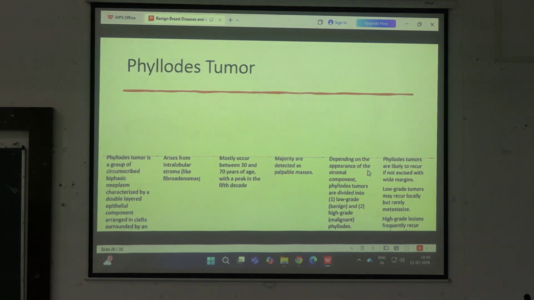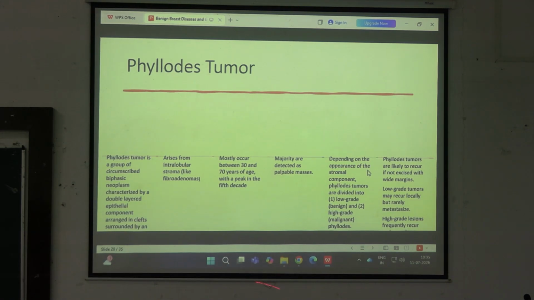And next comes our phyllodes tumor. The name comes from the leaf-like appearance. Grossly and on microscopy there are leaf-like or slit-like spaces, which give rise to the name phyllodes tumor. This is a group of circumscribed biphasic neoplasms characterized by a double-layered epithelial component arranged in clefts. This arises from the intralobular stroma, similar to the fibroadenomas. It occurs between 30 to 70 years of age, with an increase around 50 years.